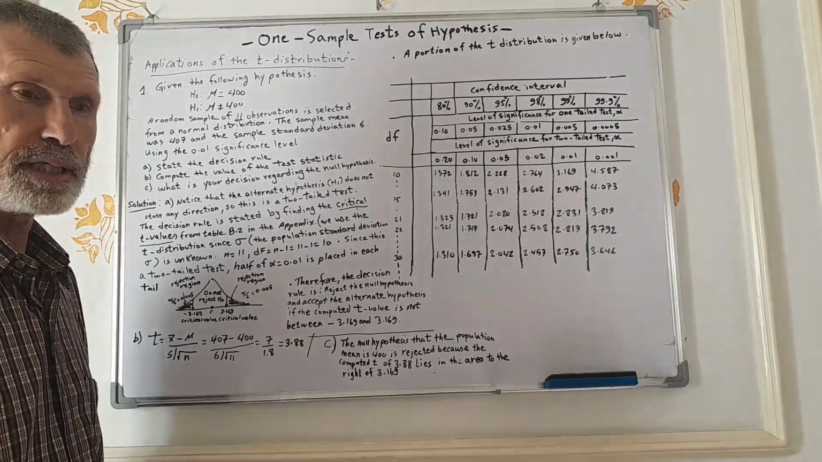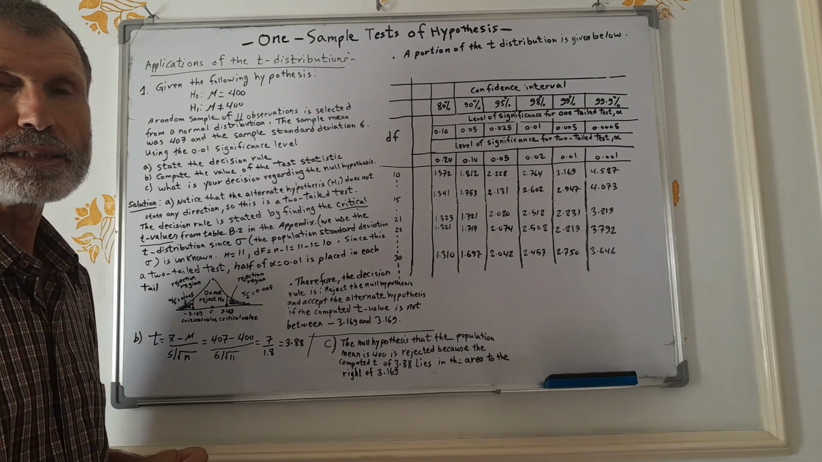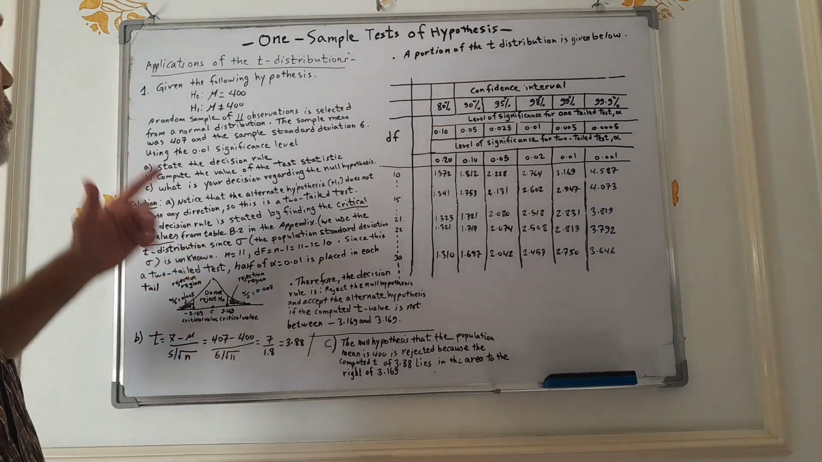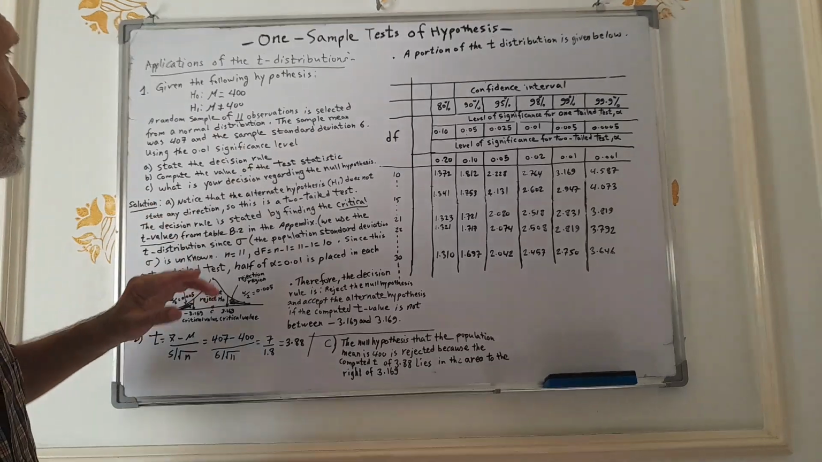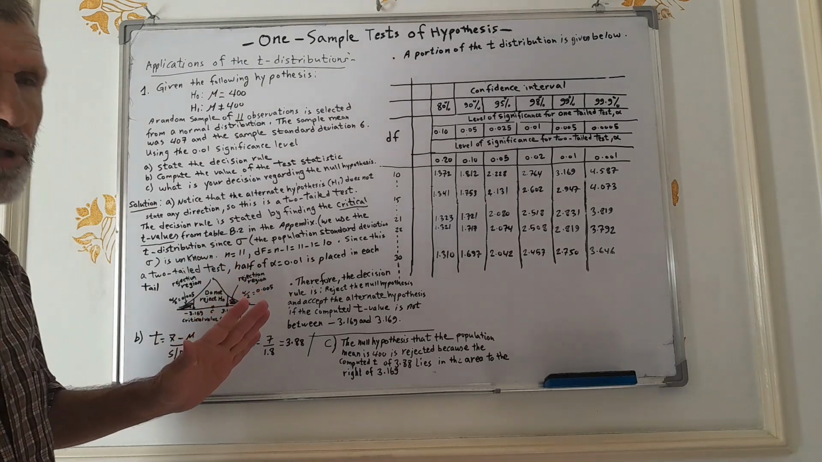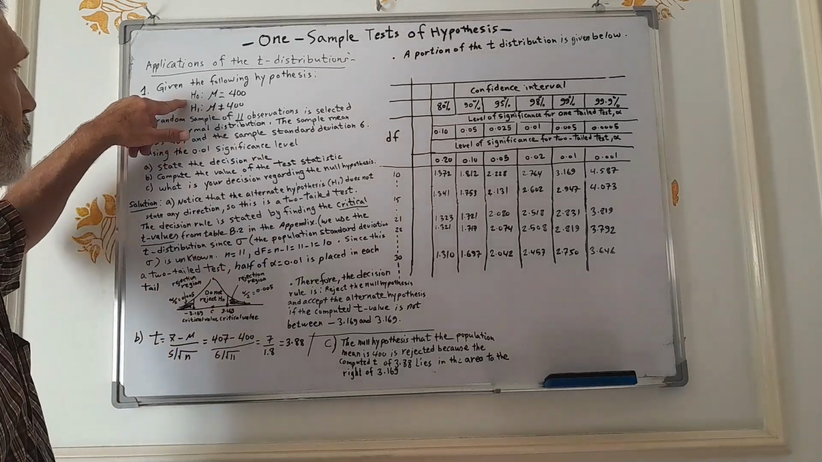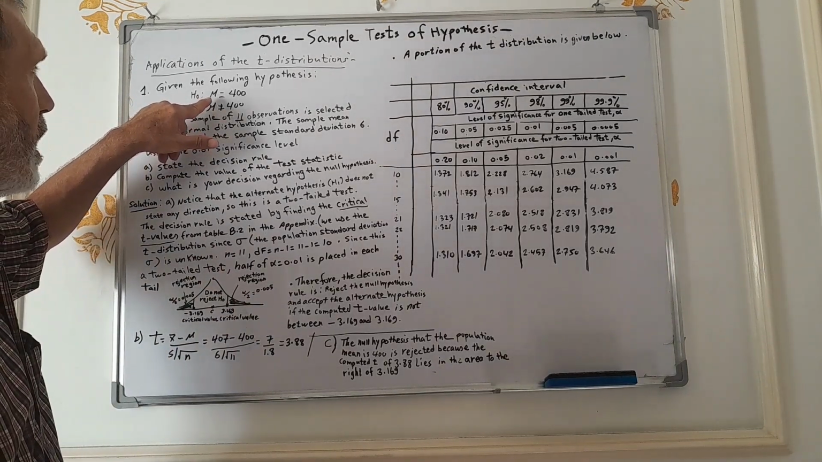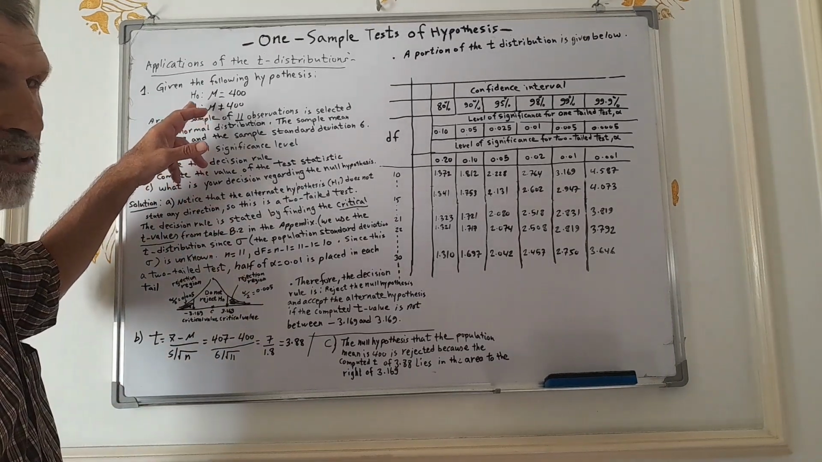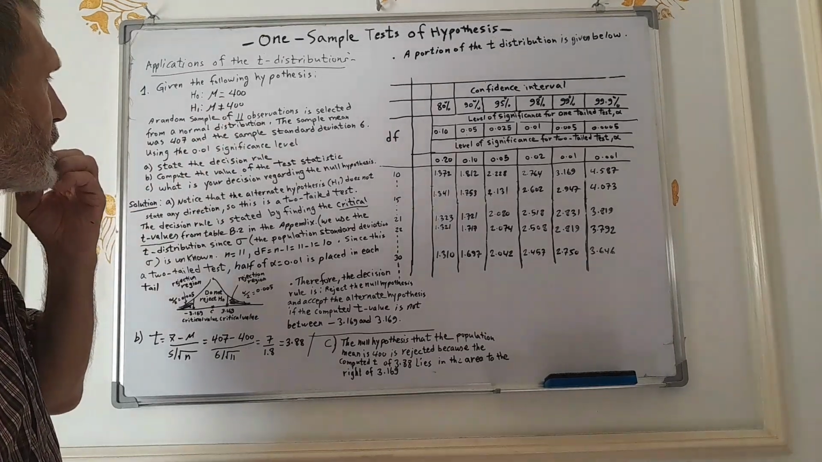Now we solve problems concerning the t distributions. You remember we said we will use the t distribution when the standard deviation of the population is unknown. So we begin with the first problem here. Given the following hypothesis. Already the question is giving you the null hypothesis as well as the alternative hypothesis. H sub 0 is such that mu is equal to 400. H sub 1, which is the alternate hypothesis, mu is not equal to 400.